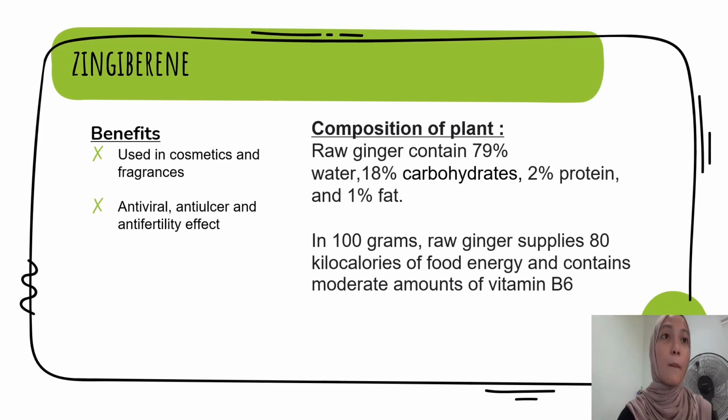The composition of the plant: raw ginger contains 79% water, 18% carbohydrates, 2% protein, and 1% fat. In 100 grams, raw ginger supplies 80 kilocalories of food energy and contains moderate amounts of vitamin B6.